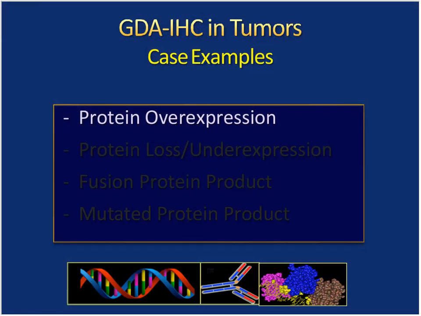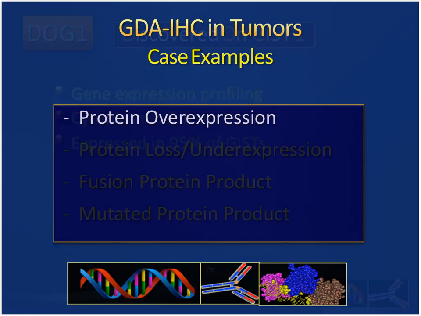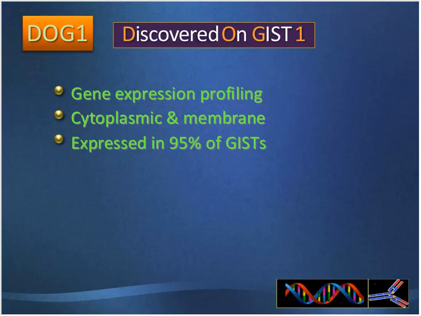Let's start case examples with those markers that show protein overexpression. And there are a whole bunch of them. By the way, the examples I give you today are just the tip of the iceberg. There are hundreds of these particular markers now available, and we use them in daily practice of diagnostic pathology, but I can just share with you a few of them.